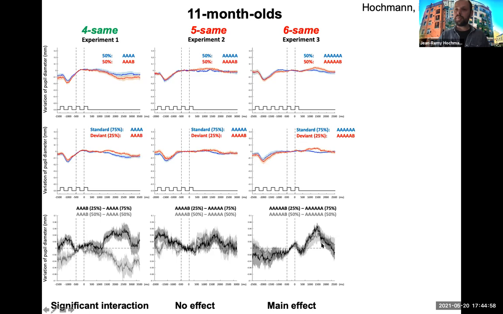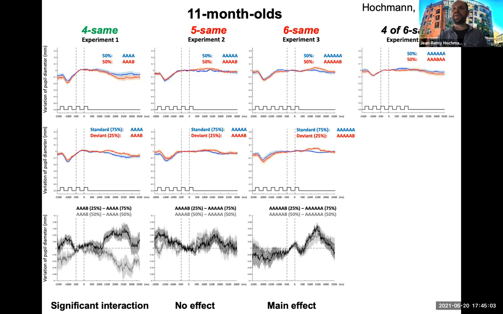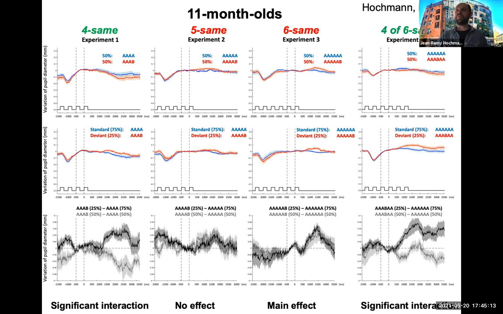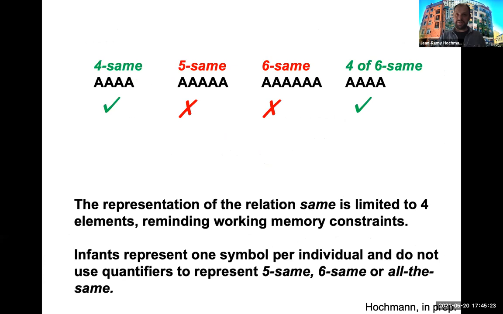And finally, you might ask, well, they don't represent six same, but could they represent that the first elements are the same? And the answer is yes. When we change the fourth element instead of the final one, we do observe pupil dilation again. So that suggests that infants are able to represent four same elements, but not five same or six same.